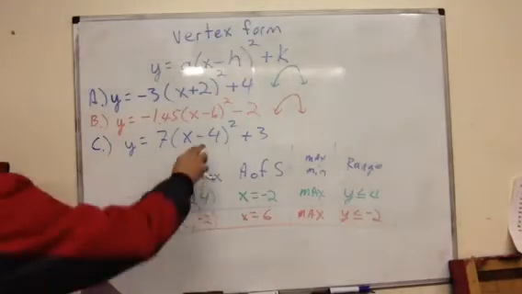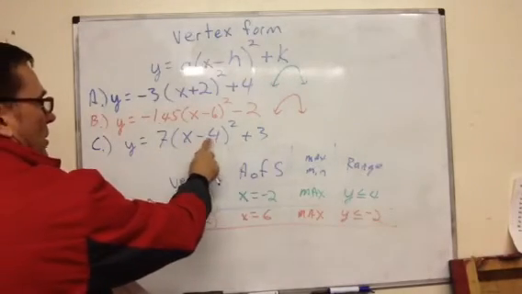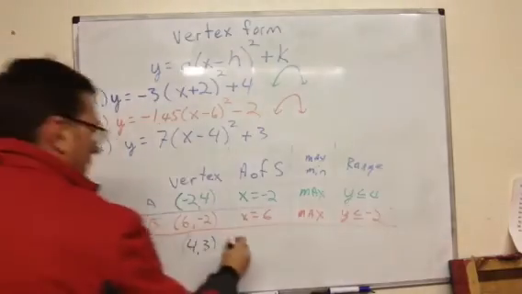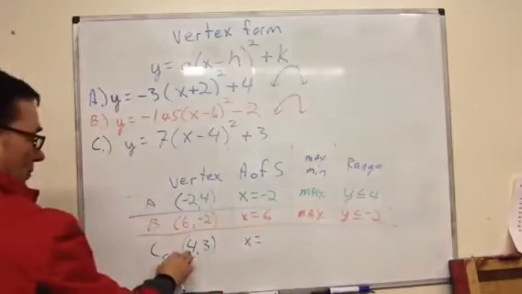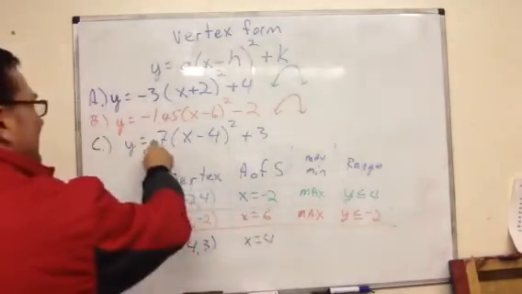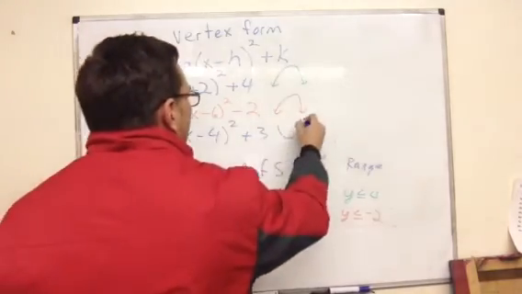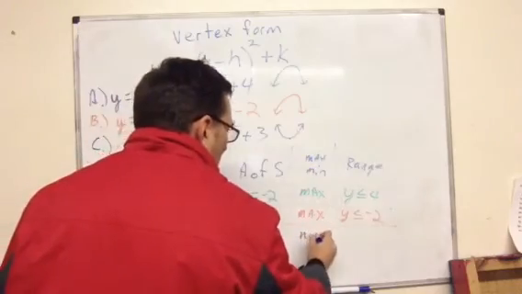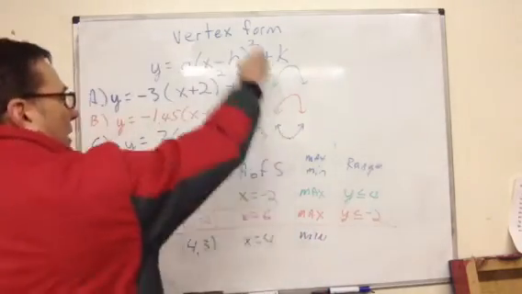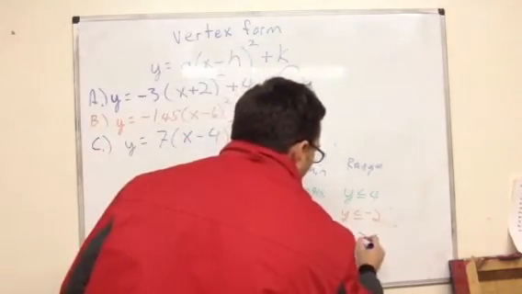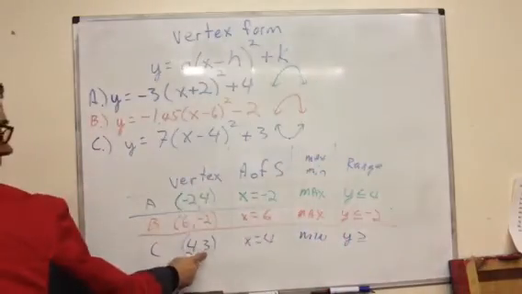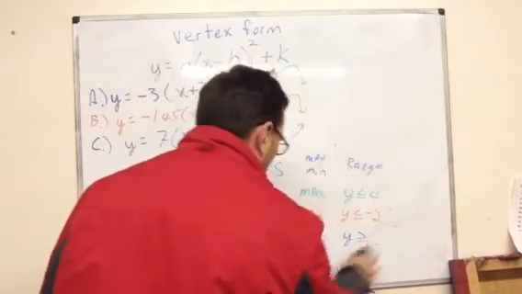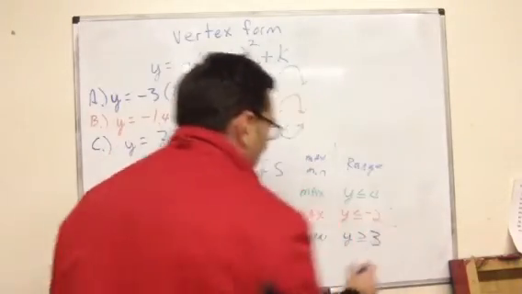Now our vertex again is going to be (4, 3). The axis of symmetry is x equals our x value here, 4. Because this is a positive 7, this is going to smile. It's in a positive mood, which means this is a minimum value, and the values are increasing. So this is y greater than or equal to 3. Oops, that's an ugly 3. Let's make a better looking 3. There we go.